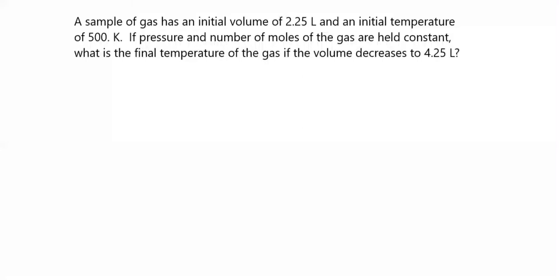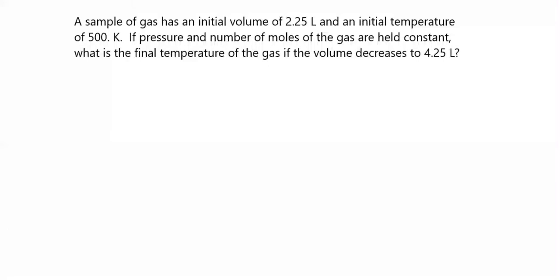Okay, so here we have an example of Charles's law. We're told that a sample of gas has an initial volume of 2.25 liters and an initial temperature of 500. Kelvin. If pressure and number of moles of the gas are held constant, what is the final temperature of the gas if the volume decreases to 4.25 liters?